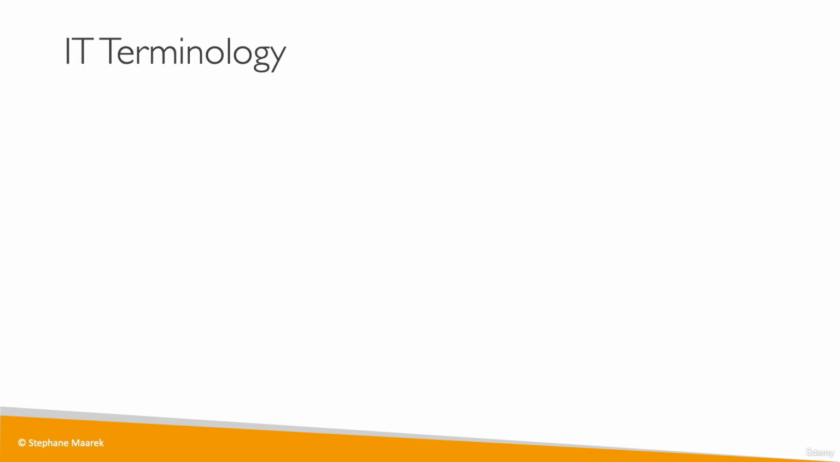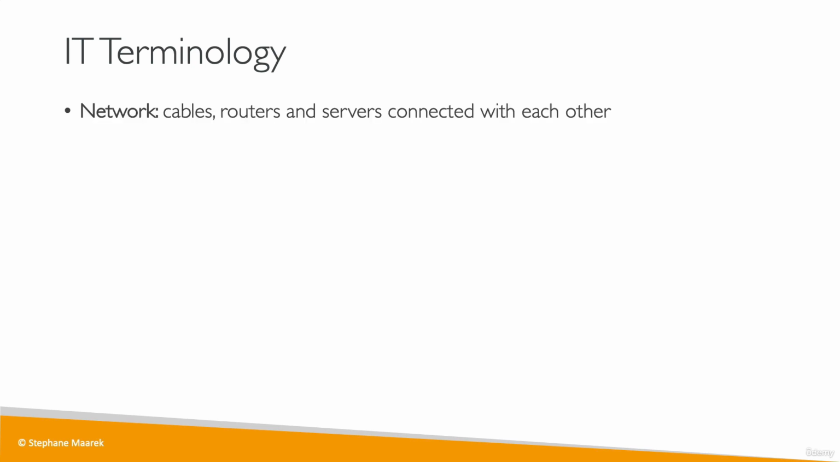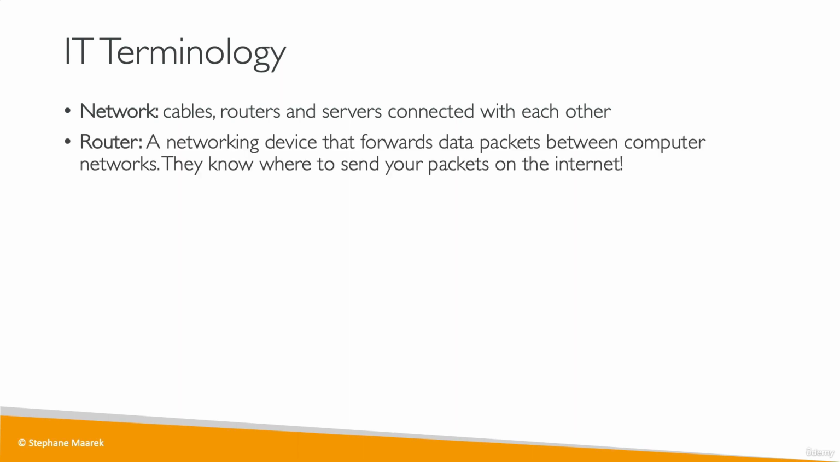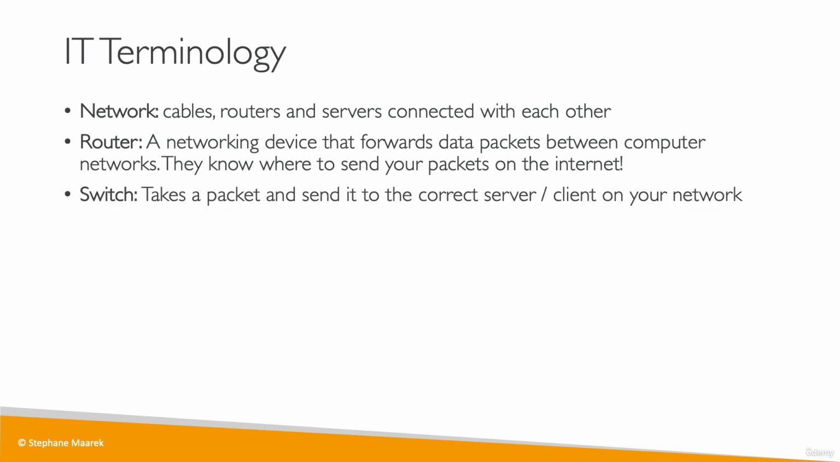So if we just want to define a little bit of IT terminology before we get started, the network is a bunch of cables, routers, and servers that are connected with each other. The router is a specific device that will forward the data packets between computers in the networks, and they will know where to send your packets on the internet, just like your post delivery service. Now when a packet arrives at the destination, there's a switch. And the switch will send the packet to the correct client on your network.